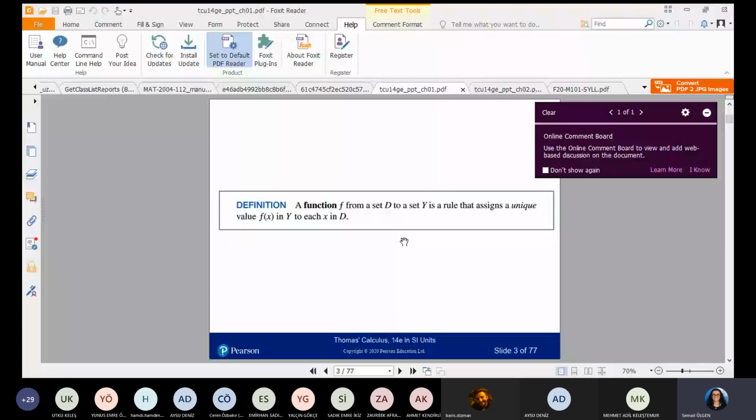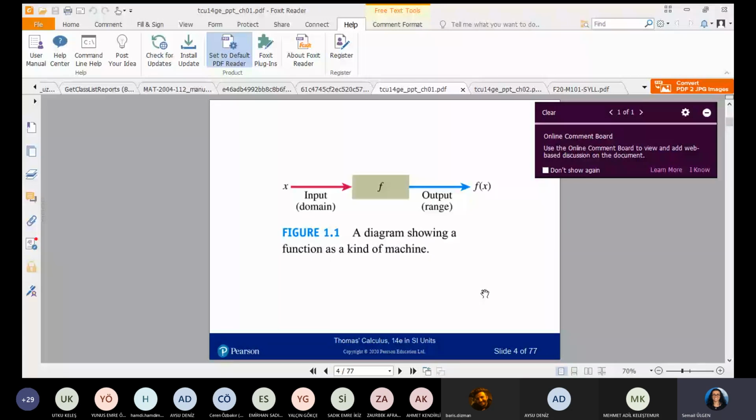You can see it pictorially like that. We have an input x, it comes from the domain, and f is the rule. The function f is telling you the rule, and according to this rule we have an output. We call it range, and the range is called f of x. So this diagram should be very clear for you.